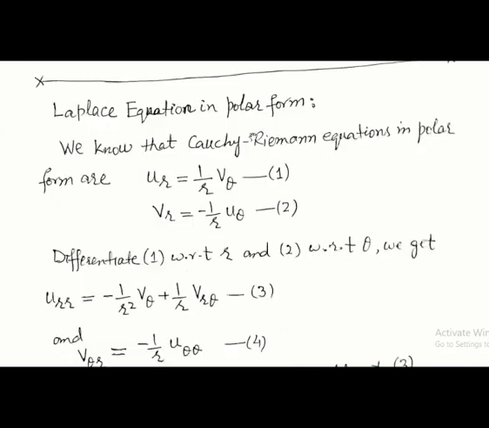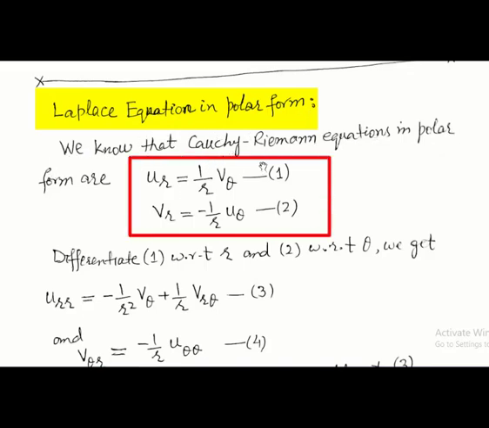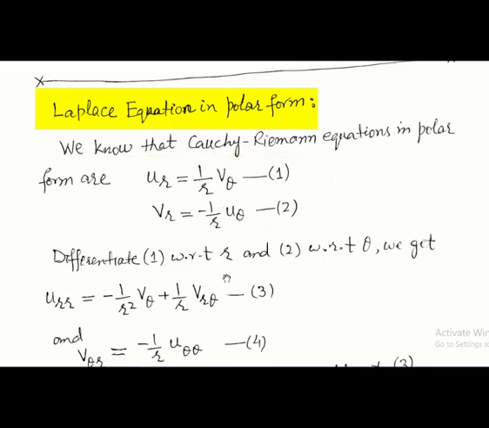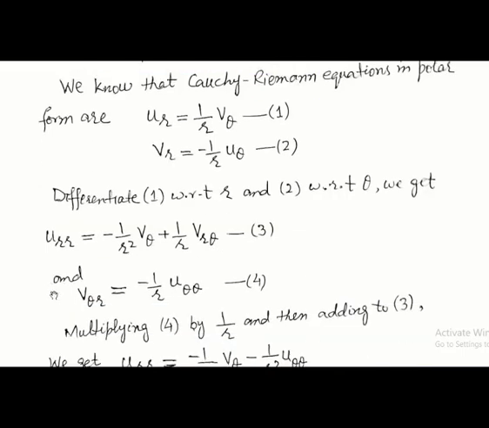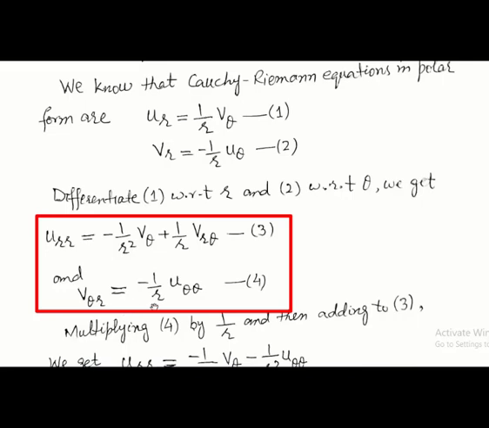That is as required. Now we prove another very important result, that is called Laplace equation in polar form. We know that Cauchy Riemann equations in polar form are ur equal to 1 over r v theta, vr equal to minus 1 over r u theta. Now differentiate equation 1 with respect to r and 2 with respect to theta. We will get urr equal to minus 1 over r square v theta plus 1 over r vr theta, applying the product rule of differentiation. And v theta r equals minus 1 over r u theta theta.